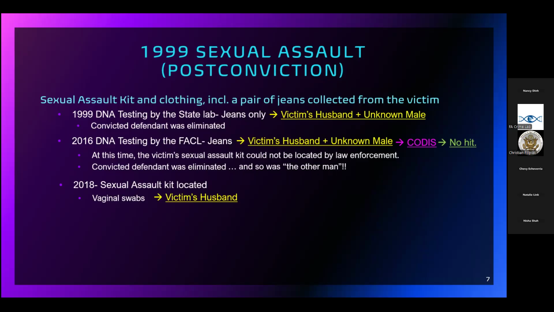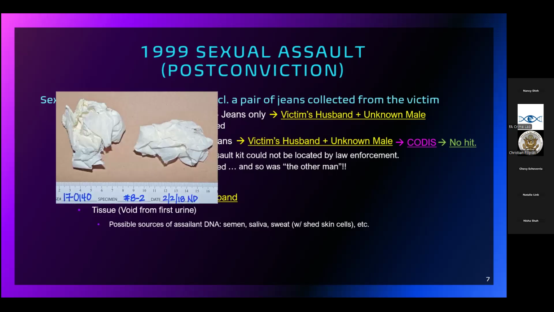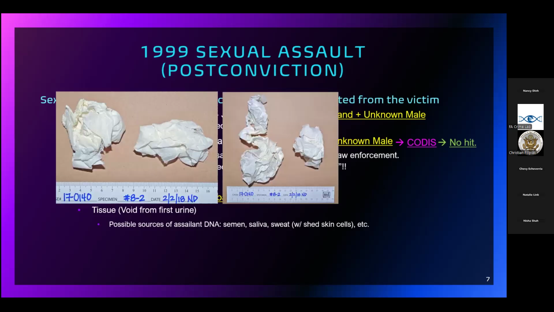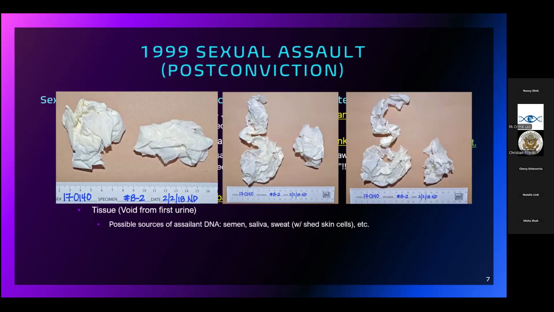The only other semi-intimate sample in the kit was a toilet tissue from the victim's first urine void. For a sample like this, some possible sources of DNA include semen, saliva, sweat, anything could have been left behind on the surface of her vagina. So here are the two tissues. I uncrumpled one of them a bit to get a better picture of the staining. And here are the tissues after sampling. The red boxes are where I sampled.